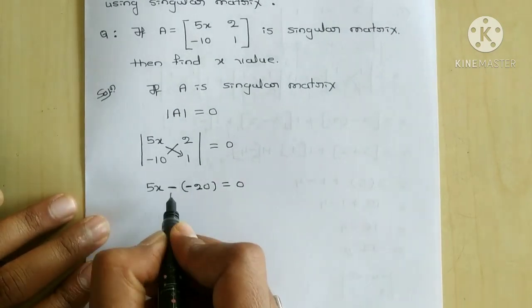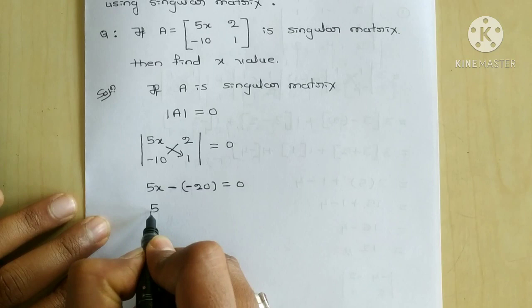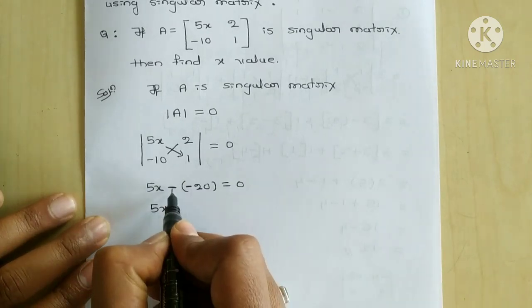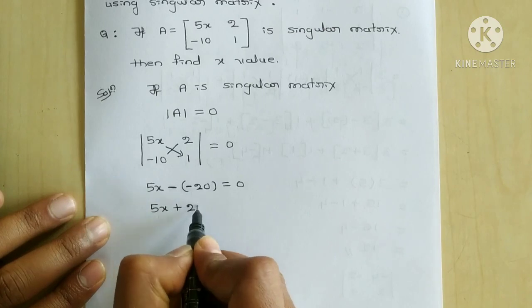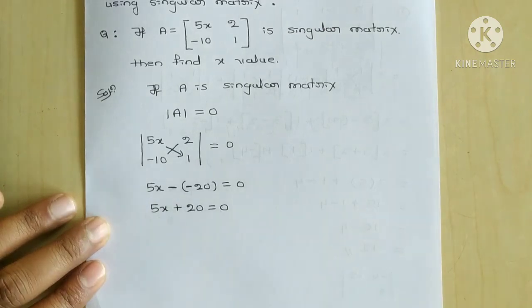So next, multiply the sign first. 5x, I am going to keep it as it is. Minus into minus goes to plus. 20, I am going to keep it as it is, equals to 0.